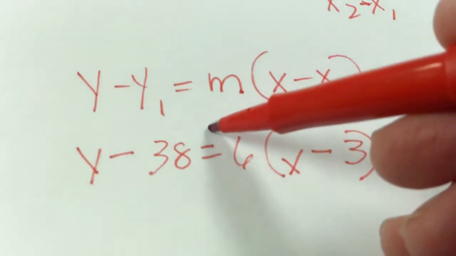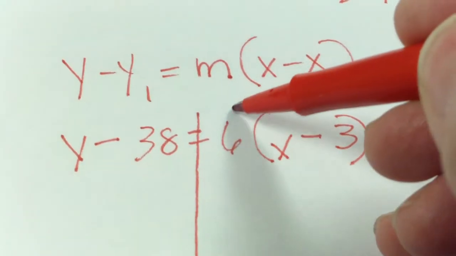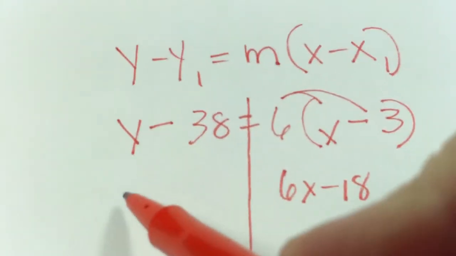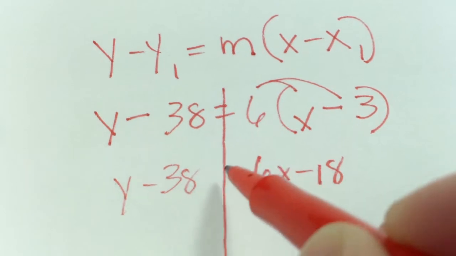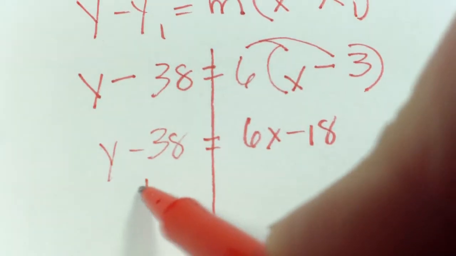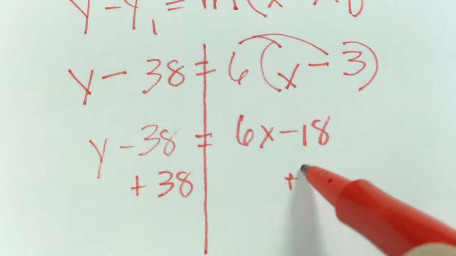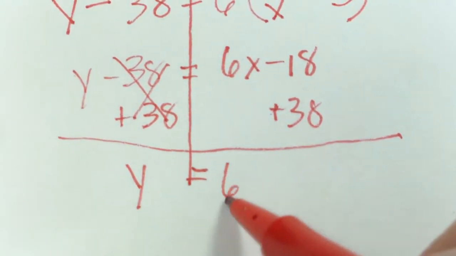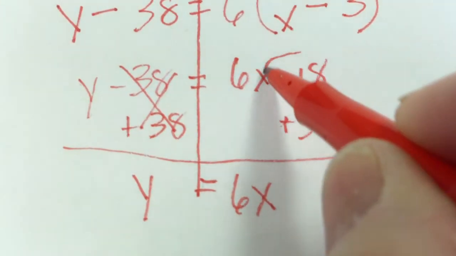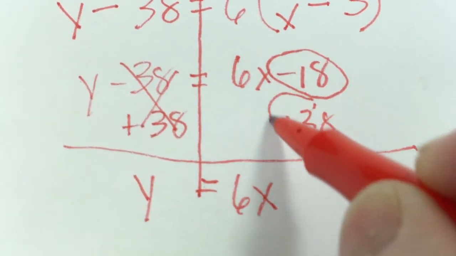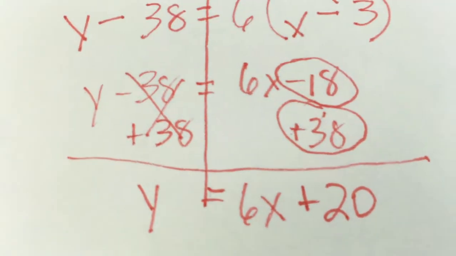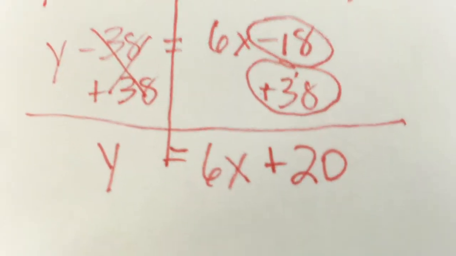Now I want it in slope-intercept form, so I'm going to do my distributive property. And I'm going to get 6x minus 18, and over here I'm going to get y minus 38. I want y alone, so I'm going to add 38 to both sides. These cancel out, and I'm left with y equals 6x. Now if I have 18 negatives and 38 positives, I have more positives than negatives, so I'm going to have positives left over. You have 20 positives going, not enough negatives came to the party.